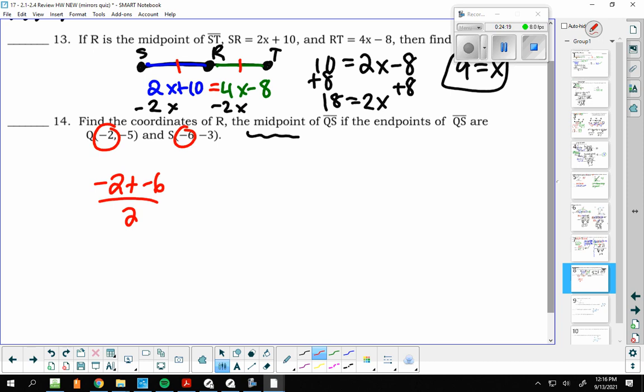That's the same as negative 2 minus 6, which is negative 8. And half of negative 8 is negative 4. So again, add the x's together, divide by 2. Add the y's together, divide by 2.